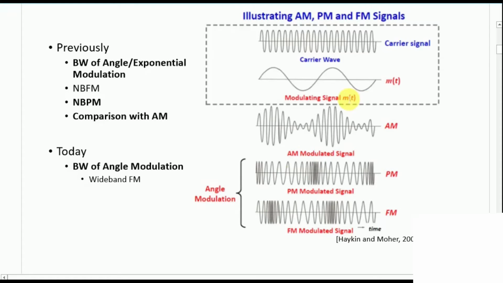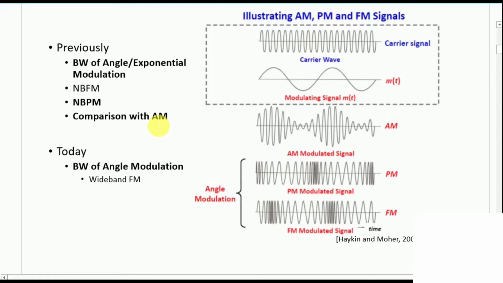In our previous discussion, we talked about narrowband FM and narrowband PM in the context of bandwidth of angle or exponential modulation. And it was found that for the narrowband FM, the bandwidth is actually equivalent to that of AM signals. We also compared narrowband FM with AM in terms of line spectrum and phasor diagrams previously.